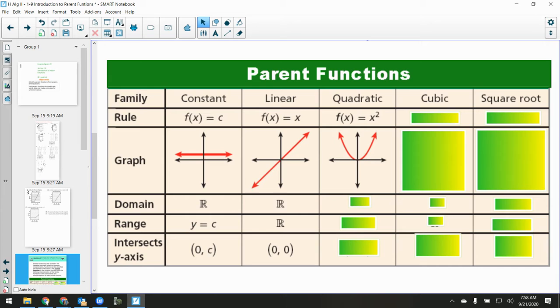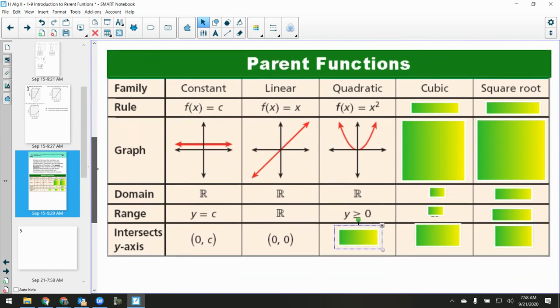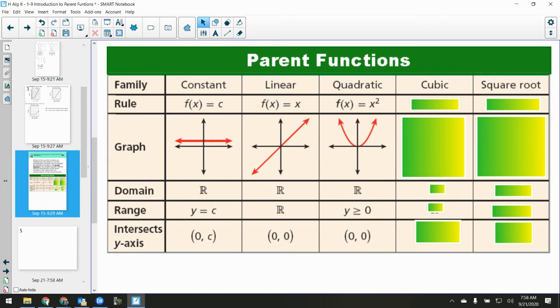Okay, the domain is all real numbers again, but the range, and again, I'm only talking about this parent function, domain and range. If I transform it, then the domain and range may change, but this is just the parent, just the most basic one. The range looks like it's greater than or equal to 0, and that will change depending upon where the vertex of the parabola is. Don't worry, we'll take a whole chapter on quadratics, and we'll talk about that then. This one also goes through the origin point.